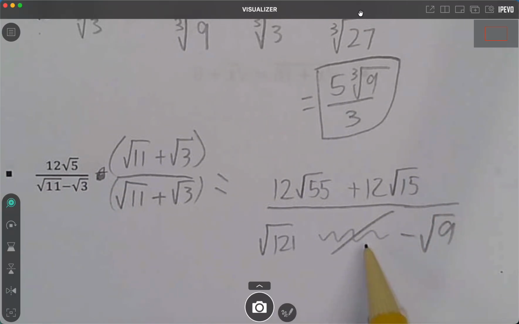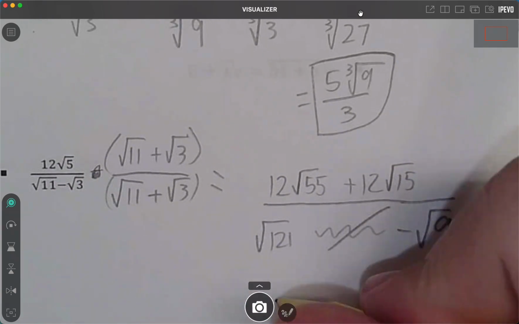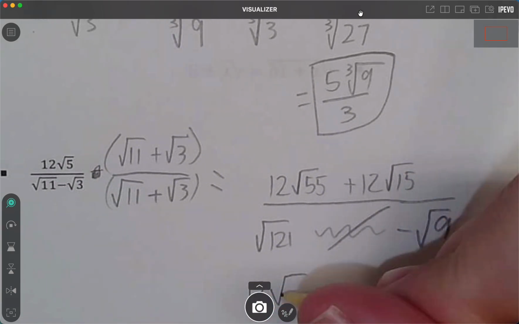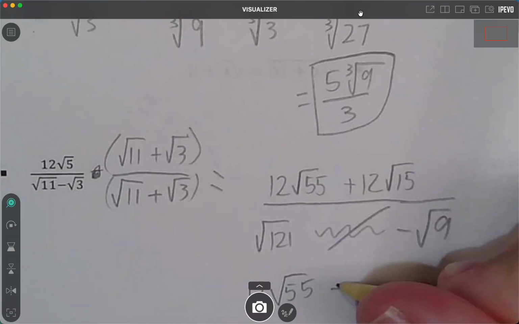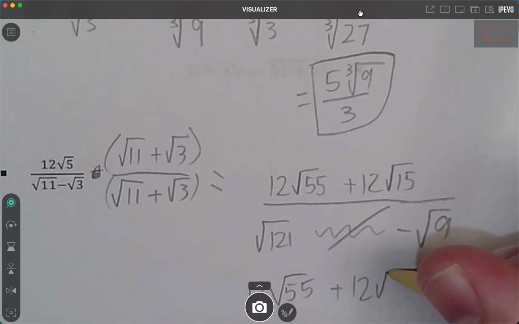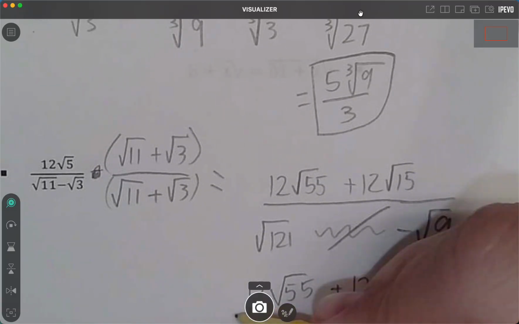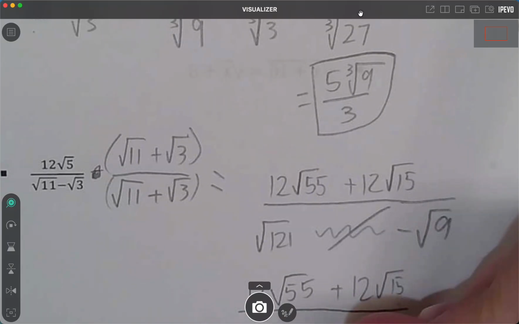I'm skipping this middle because, again, this is a vocab term. When you see same thing with sign switched, you should be saying, oh, that's vocab. I know the middles will cancel because that's why we give this the name conjugate pairs. Okay, from there, we've got 12 root 55. We've got 12 root 15. And this is, of course, over 11 minus 3 after I deal with those roots.